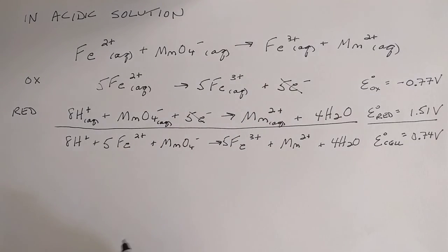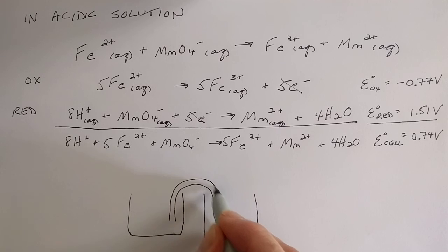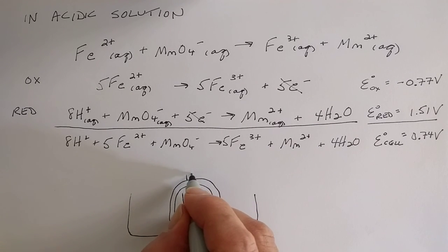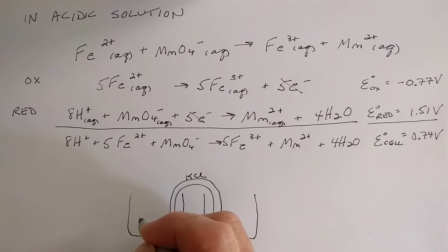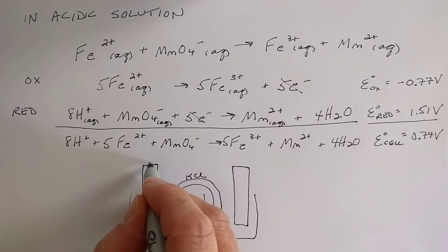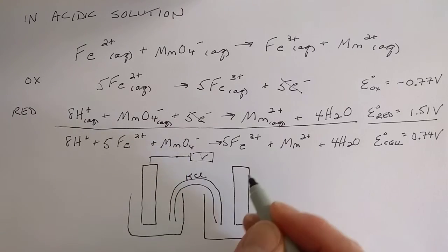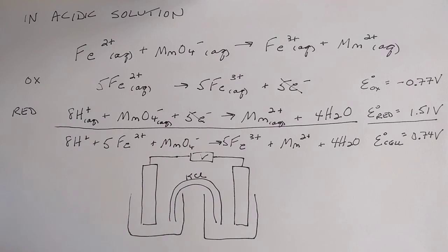All right, so let's set up our cell first. So we have our 2 compartments, and let's put in our salt bridge. And this time, maybe we'll put in potassium chloride in our salt bridge. We need electrodes for our cell, and that's going to carry our current. And we have some kind of voltmeter here, or a light bulb, or some kind of electrical device. And then we have our solutions.